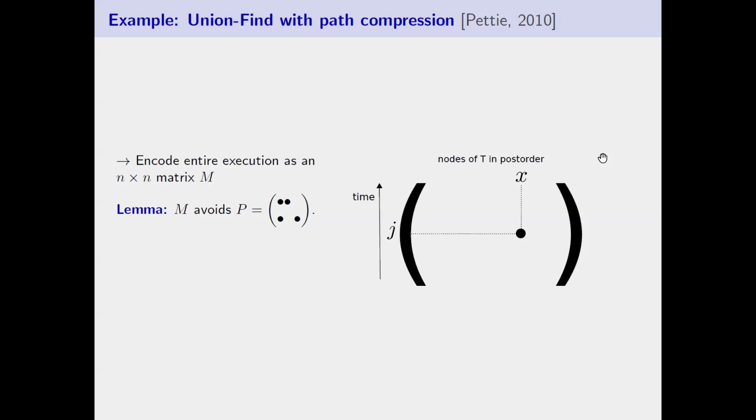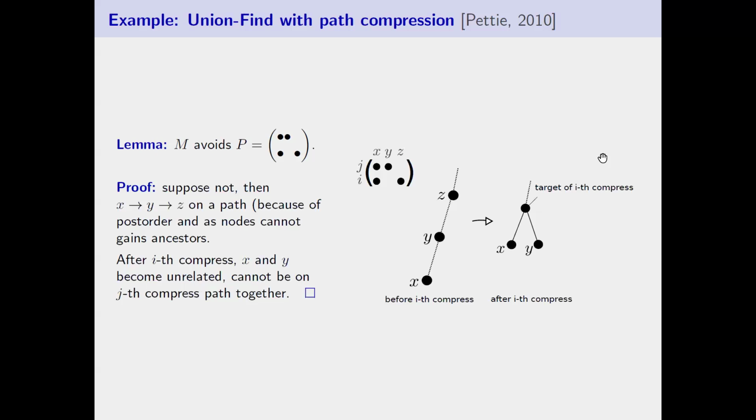It's a one paragraph proof of why it cannot contain this pattern. So suppose this matrix contains this pattern. What does it mean? At time i, so at the ith compression, we touched x and z. At time j, we touched x and y. So it means that x has to be at some point on the same path with z, and then at some point on the same path with y.